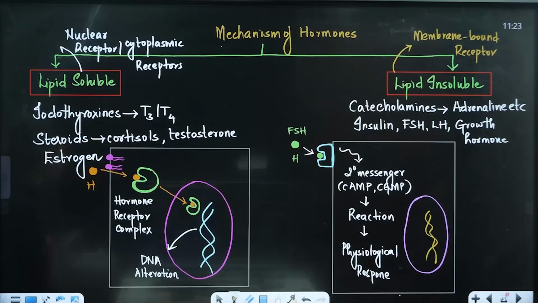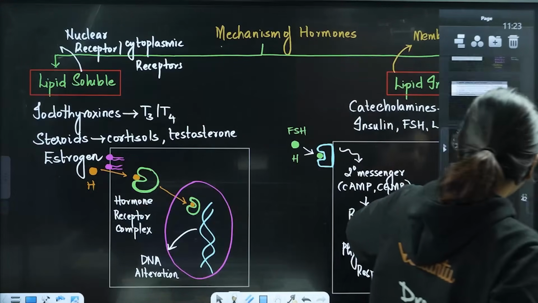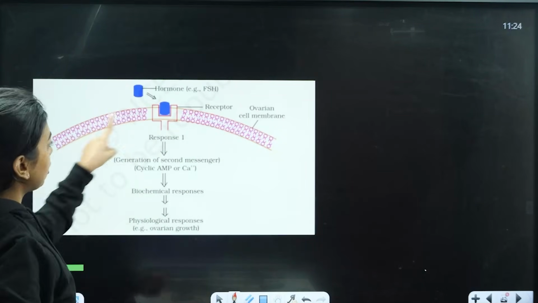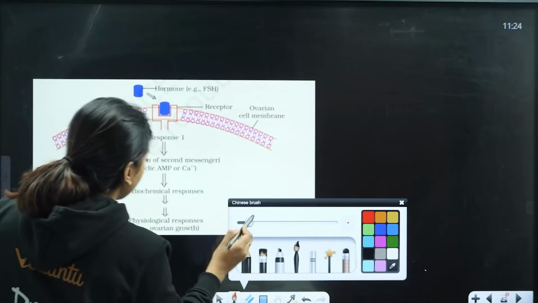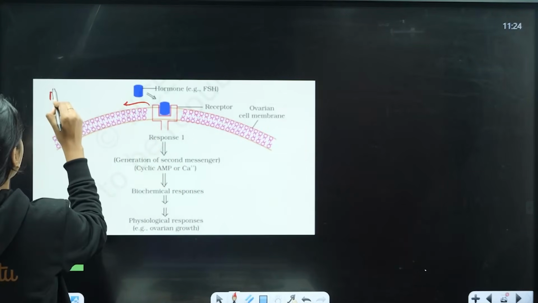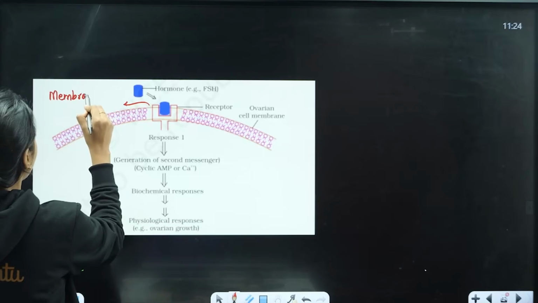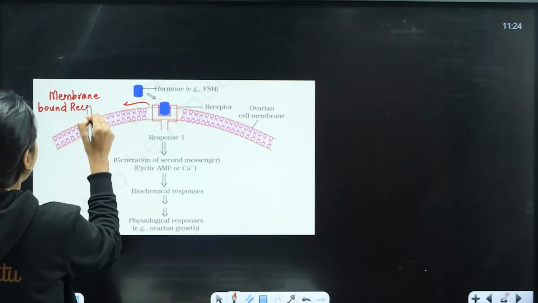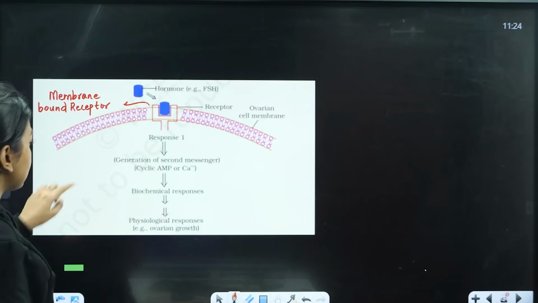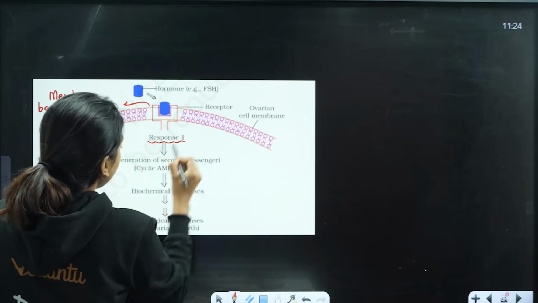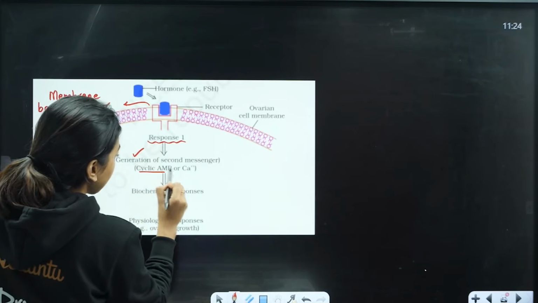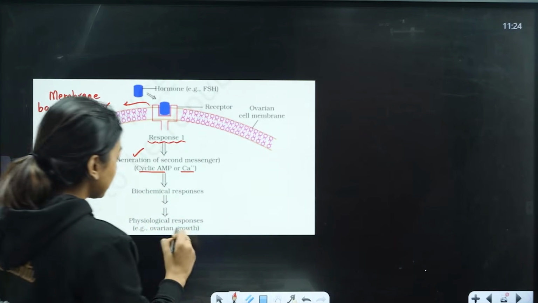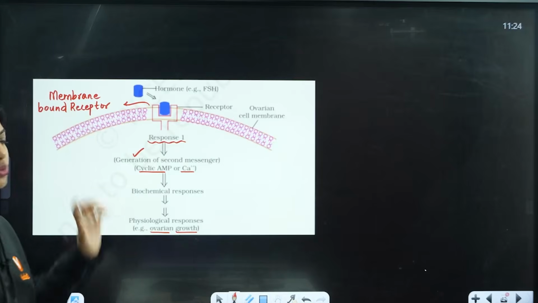Okay, understood this? Let's go through the NCERT as well once, and look at the diagram first, students. In the diagram just focus here. This is our hormone, and it is getting bound to the membrane. This is membrane bound. For membrane bound receptors, first the response is generation of the secondary messenger, cyclic AMP or calcium, and it will lead to a biochemical response, a reaction, and then a physiological response that leads to ovarian growth, because FSH was the one that was released.